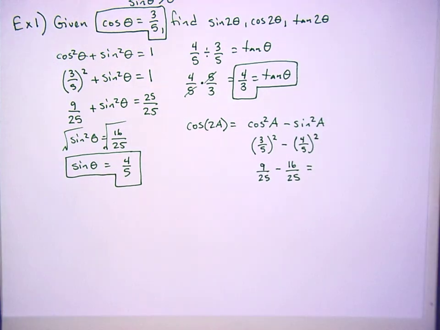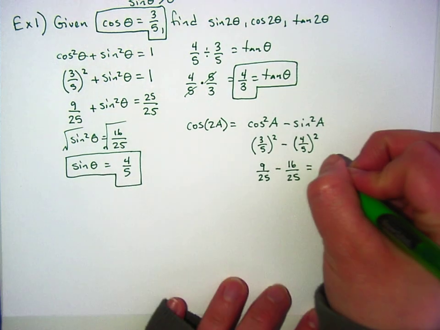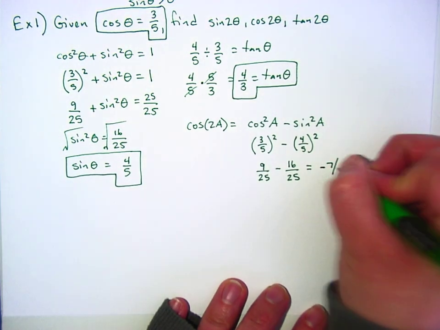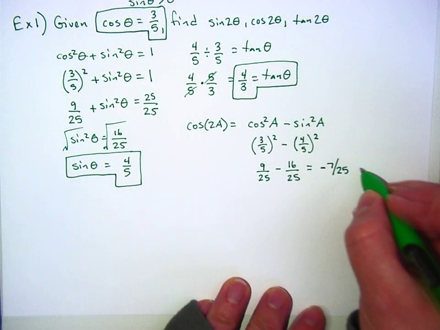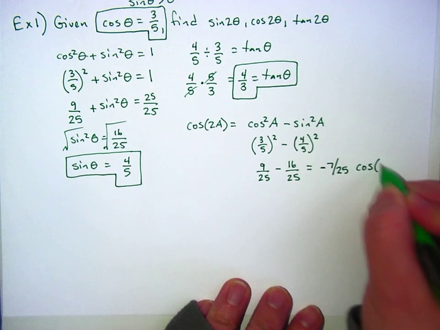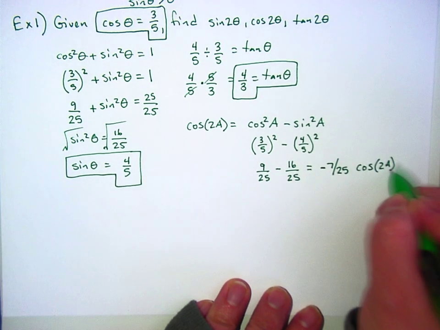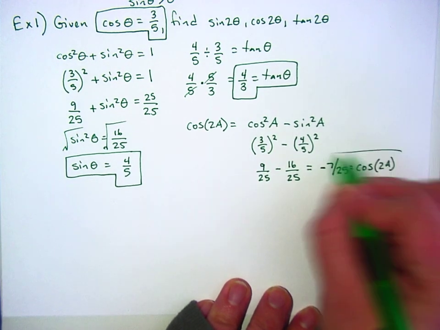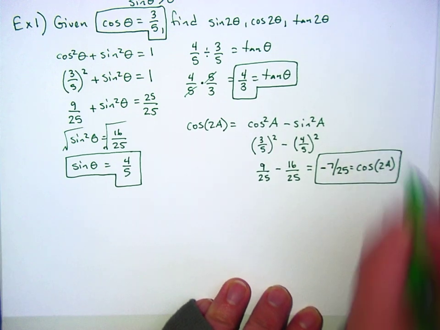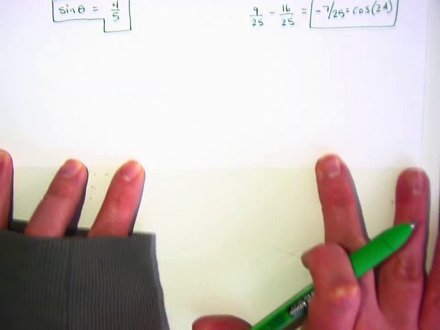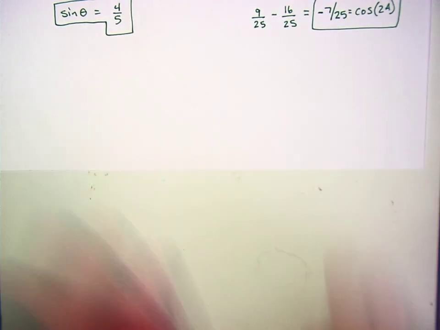I got -7/25 for the cosine of 2a. You guys get the same thing? Okay, I'm going to have you with your partner do the other two, and we'll do it for a prize. Go ahead.